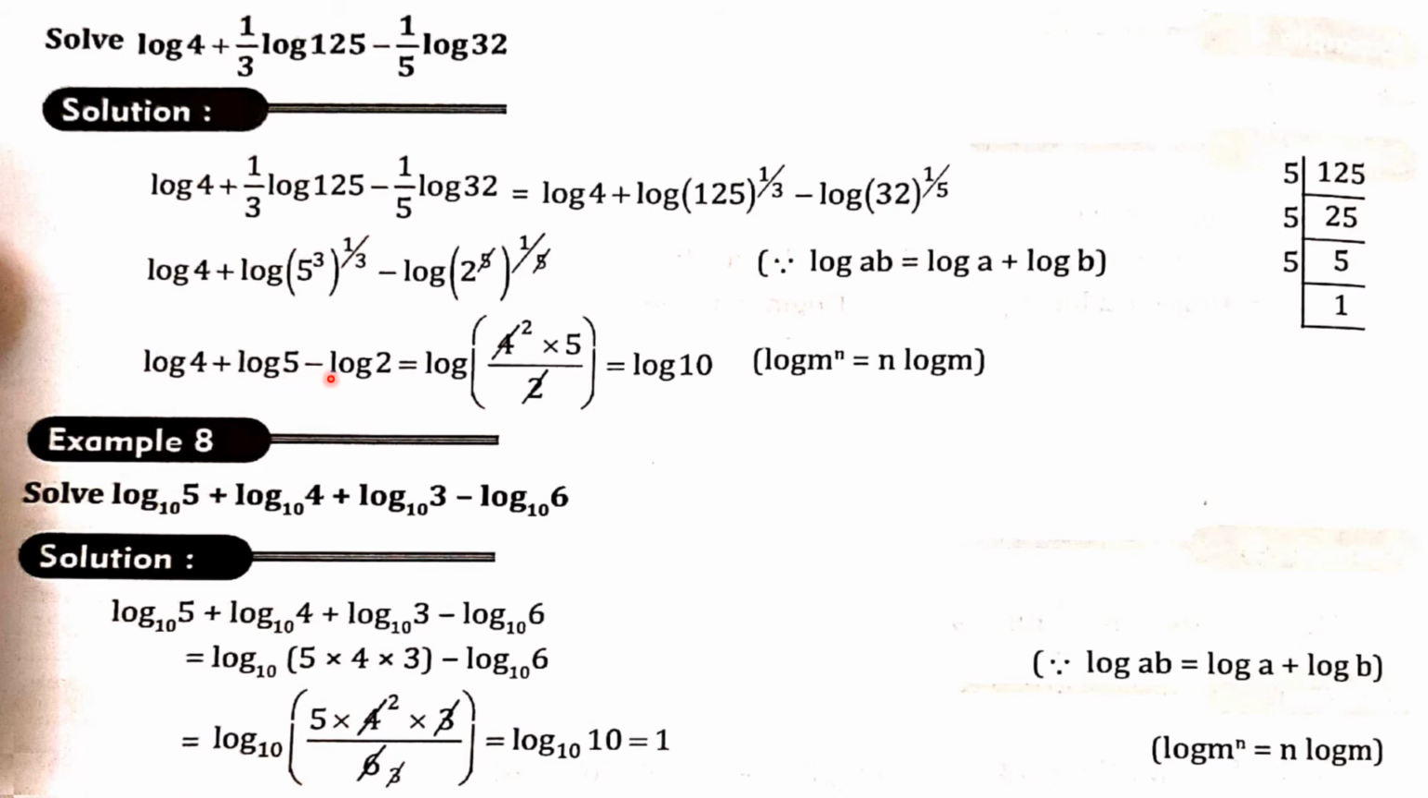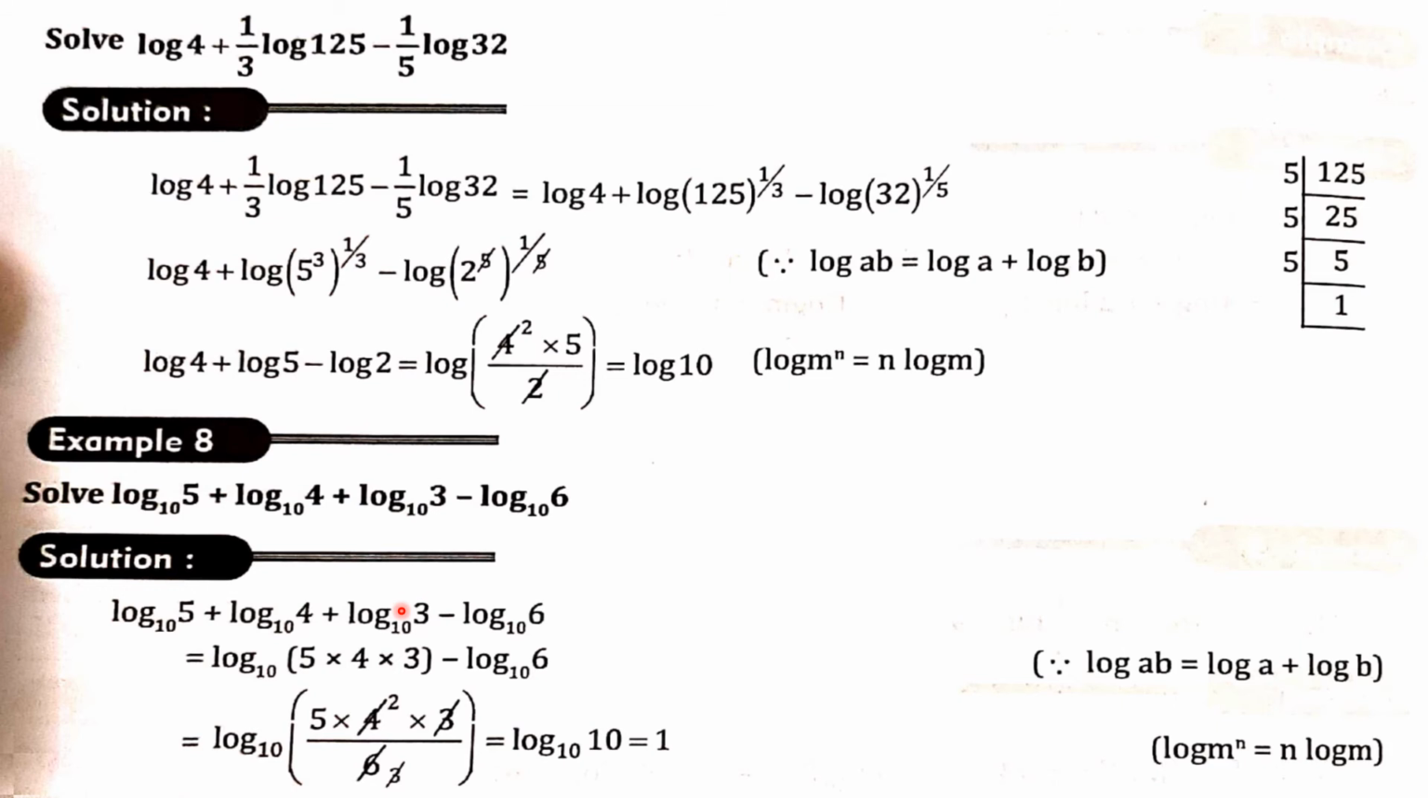This is how you are supposed to find: whenever you have plus, you have to multiply, log AB. So log of 4 into 5 divided by 2, you will get 2 to the power 5, 10. So your total value, log 10, is the answer.